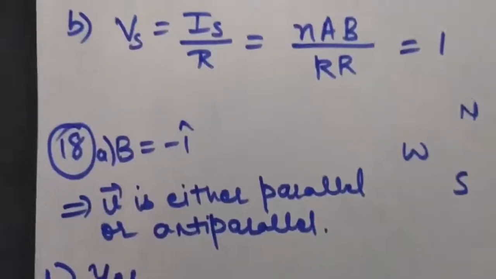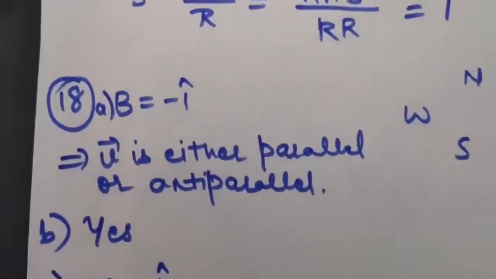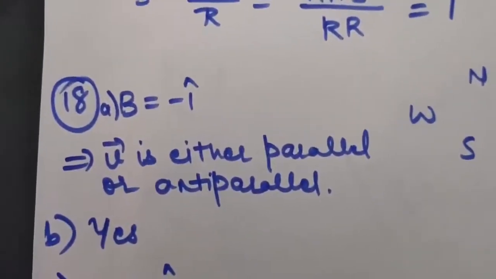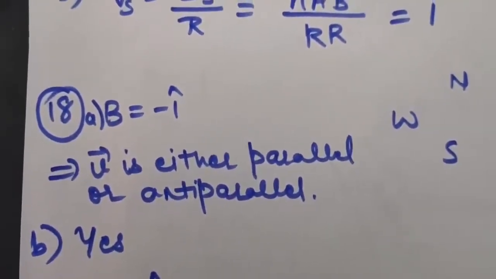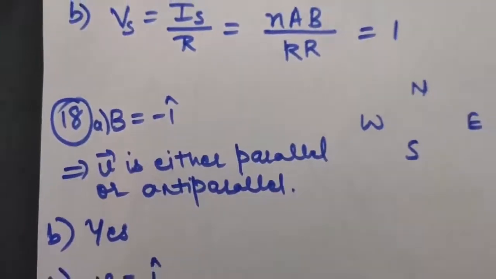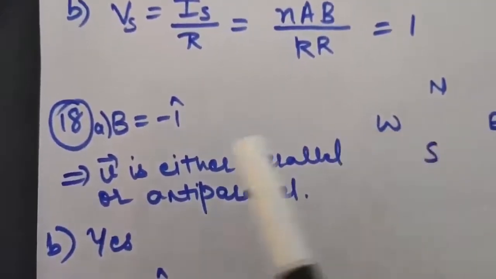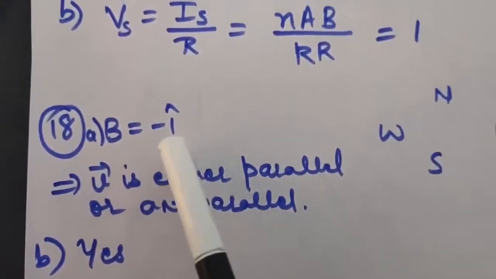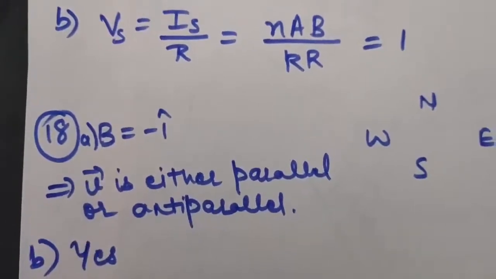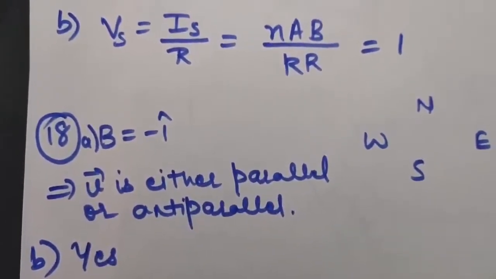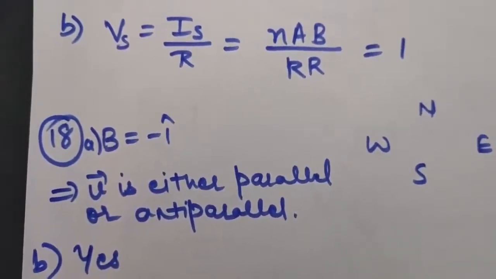Okay, so the next question is question number 18. The question has three parts. The first part says a magnetic field that varies in magnitude from point to point but has a constant direction from east to west. That is, the magnetic field is having a constant direction in east to west. That is, we can say magnetic field is lying in minus I cap. Okay, so then the question says a charged particle enters the chamber and travels undeflected along a straight path with constant speed. What can you say about the initial velocity of the particle?